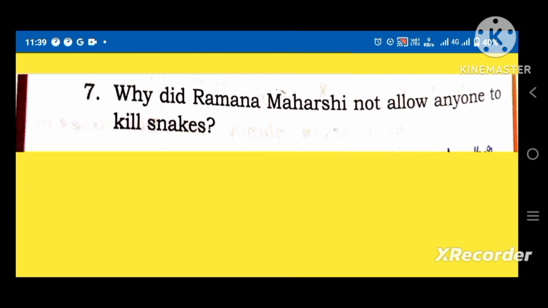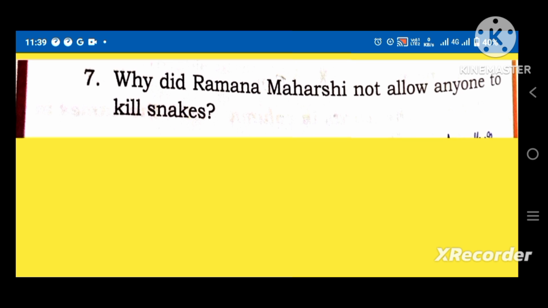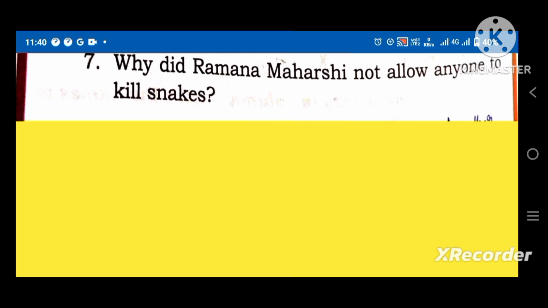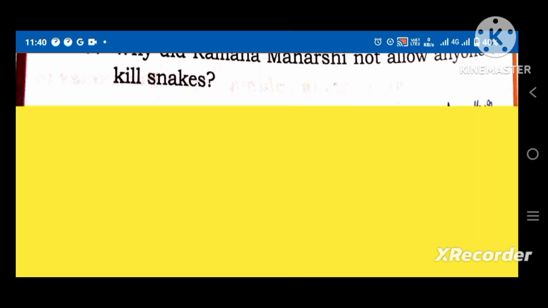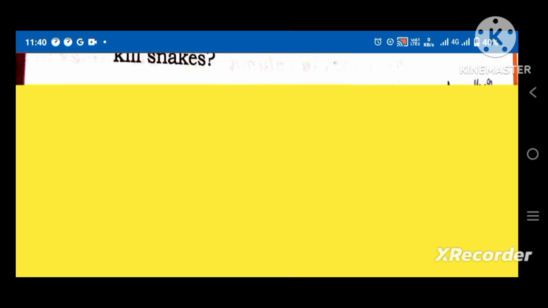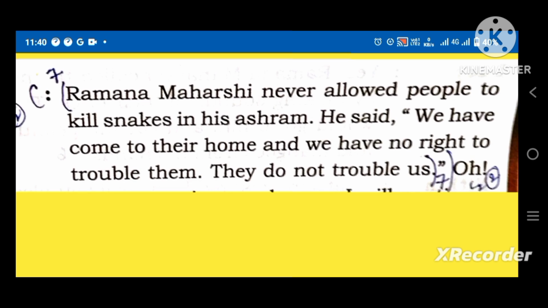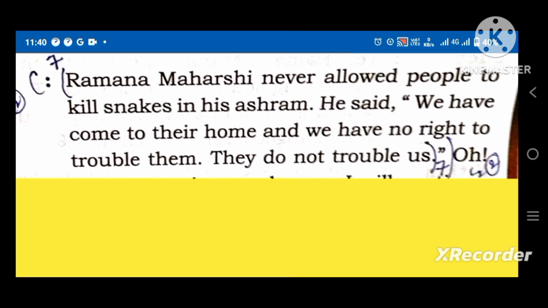Seventh question: Why did Ramana Maharshi not allow anyone to kill snakes? Ramana Maharshi never allowed people to kill snakes in his ashram. He said, "We have come to their home and we have no right to trouble them. They do not trouble us."